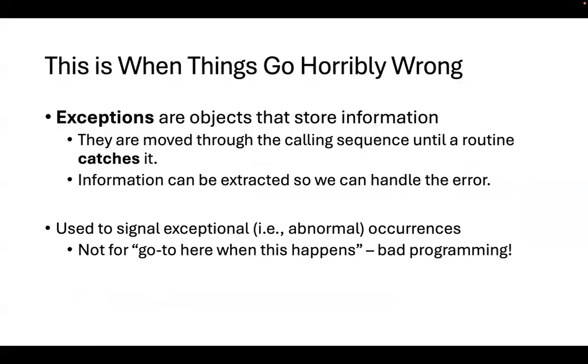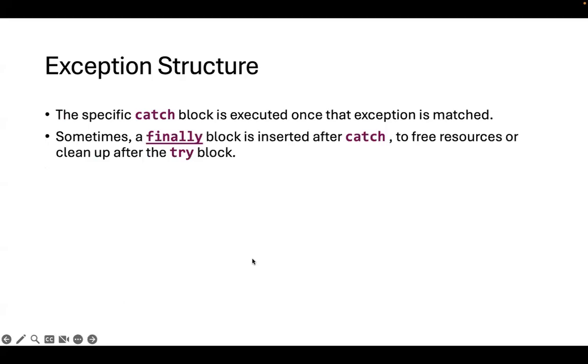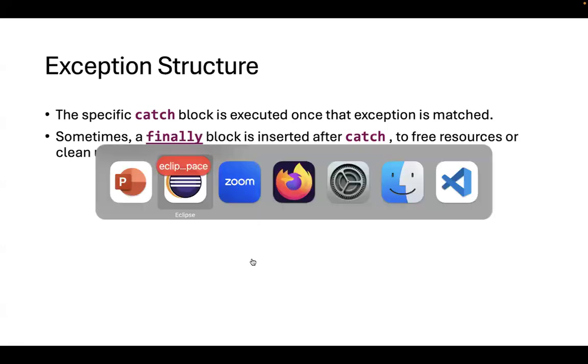Sometimes when we're getting input, things can go horribly wrong, where something bad happens and the program is going to crash. We would like to print some more useful information than just having the program crash. It looks like this: we have the word try and then some risky code, and then catch to say here's the exception that I want to catch, the specific thing that can go wrong. And then afterwards, we have a finally block to close what we opened and move on.